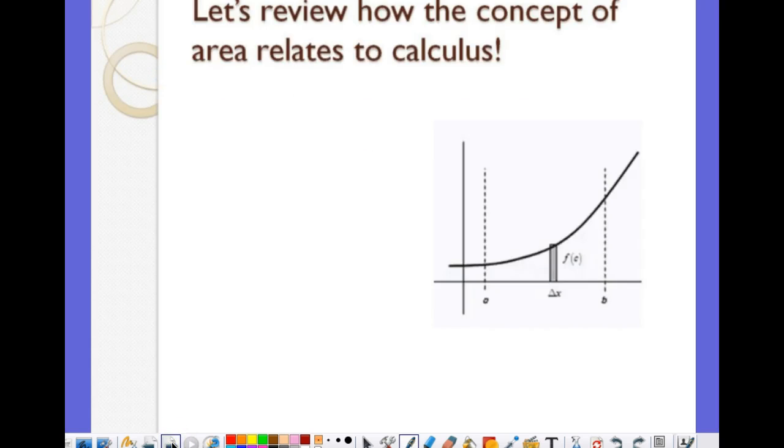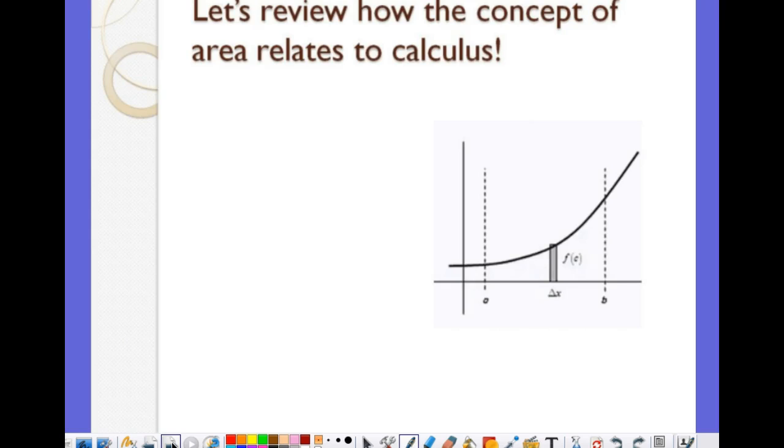So let's review how the concept of area relates to calculus. If you go way back when, the very first thing we did in calculus when we went from derivatives to antiderivatives was what? Okay, and then what process did we use? We used Riemann sums and yep, the trap rule. So way back when, we made a bunch of rectangles and we added them together. So we summed up all those areas under the curve.